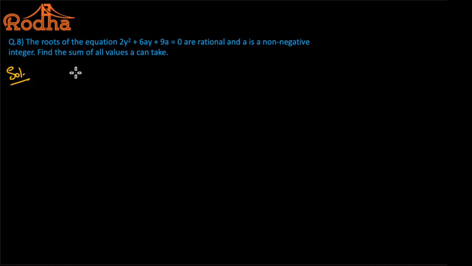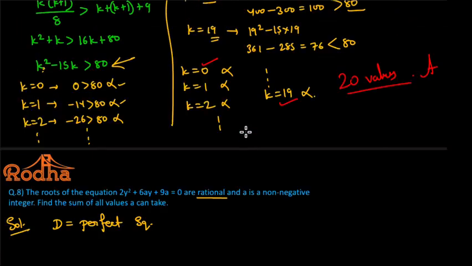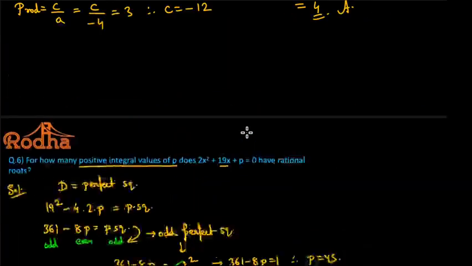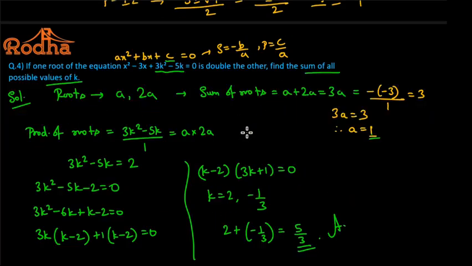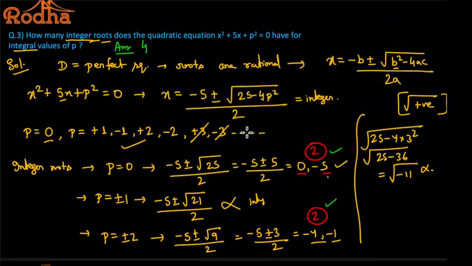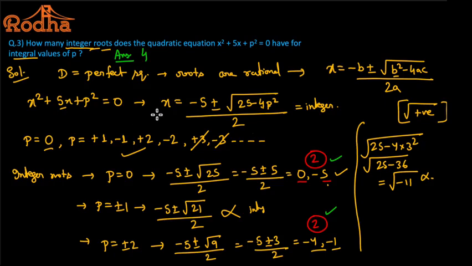So the roots are rational. I know that when roots are rational, the discriminant of a quadratic equation must be a perfect square. Once we did that last example, in that example we saw the formula for x, and this is the value of the discriminant. This is the discriminant here.